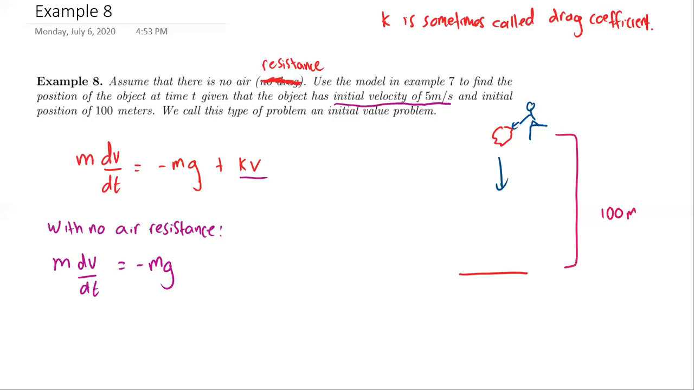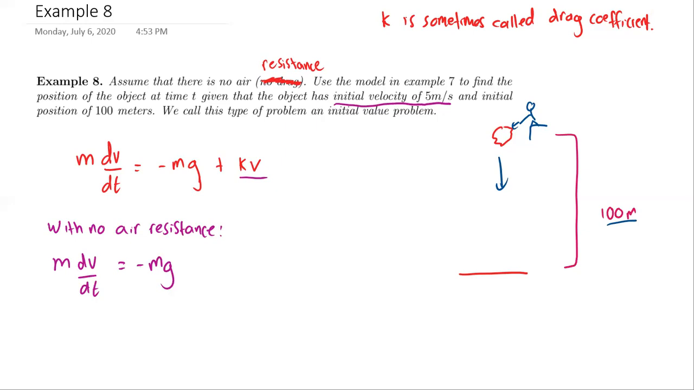If the initial velocity is 0, that means this person just dropped the rock, just let it go. If there's an initial velocity, that means this person actually threw the rock, so it was given an initial velocity instead of just being let go. Think of someone pushing the rock downwards. Of course, the initial position is just 100 meters above. So that's basically the setup.